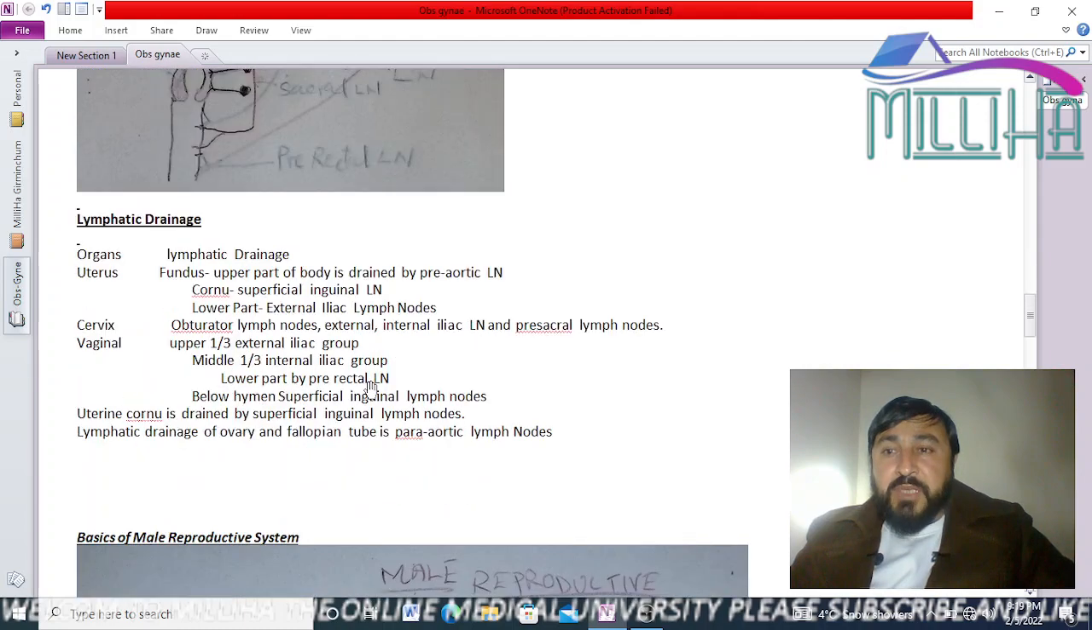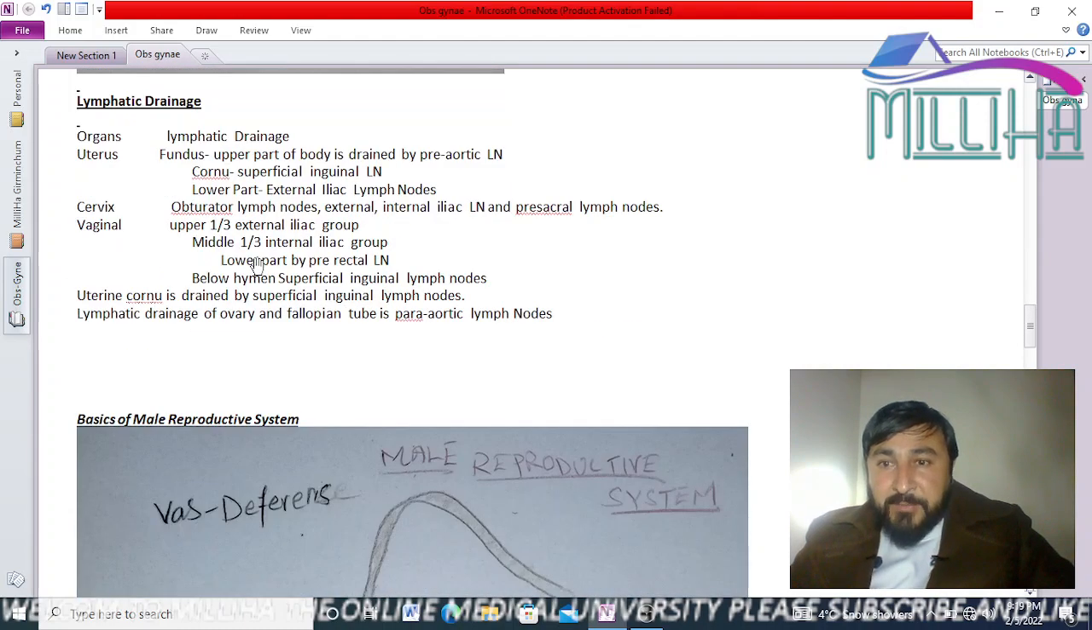The lymph nodes we have discussed are written here, you can take a screenshot. Organs and lymph drainage: the uterus fundus, the upper part of the body, is drained by the pre-aortic lymph nodes; the cornu by the superficial inguinal lymph nodes; the lower part by the external iliac lymph nodes, obturator lymph nodes, and pre-sacral lymph nodes. Vagina: upper one-third by the external iliac group, middle one-third by the internal iliac group, lower part by the prerectal lymph nodes, and below the hymen by the superficial inguinal lymph nodes.